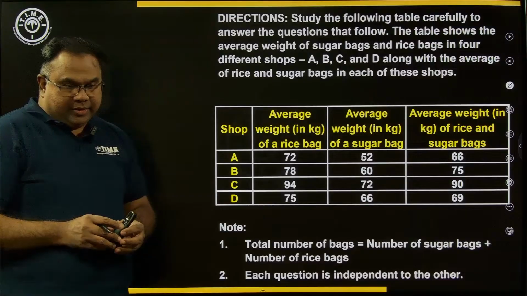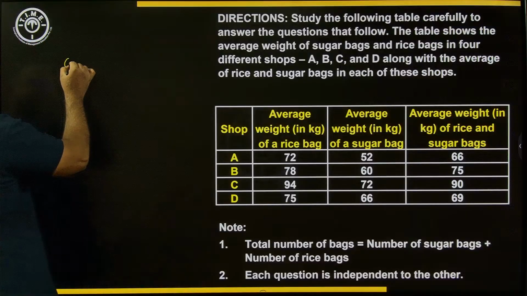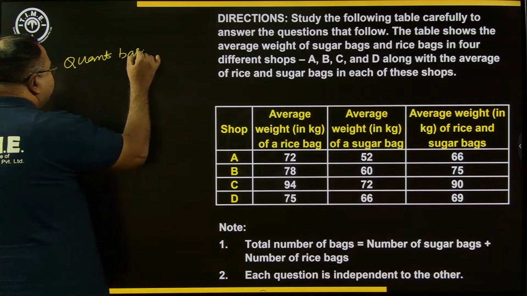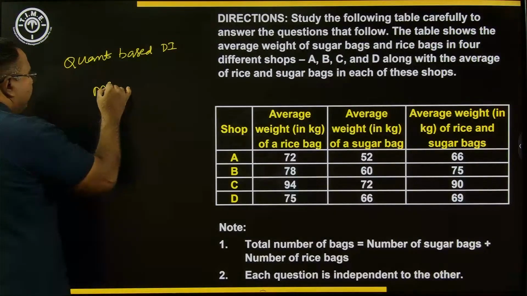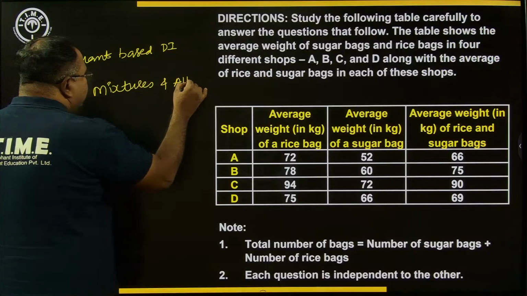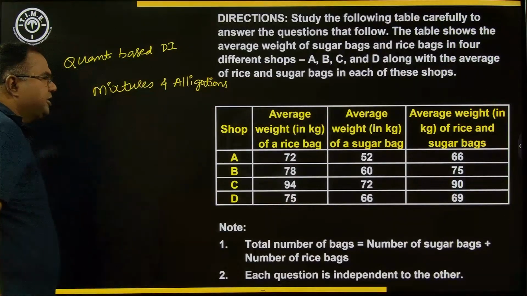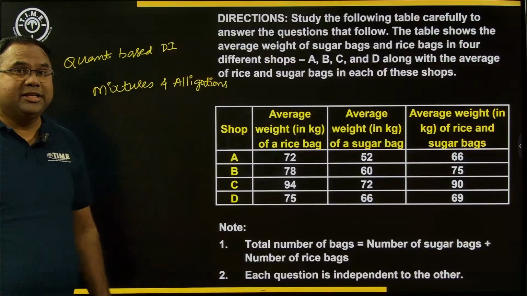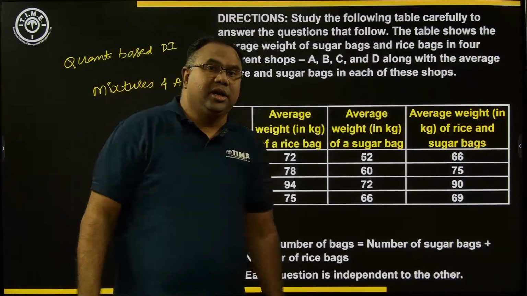The first set was not an easy one. It's your quant based DI. This set is based on mixtures and allegations. Using this allegation rule, we'll be solving most of these questions in this particular set. This is a combination of your data interpretation with your quant based concept, right?